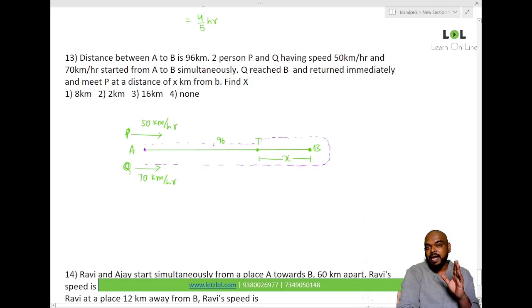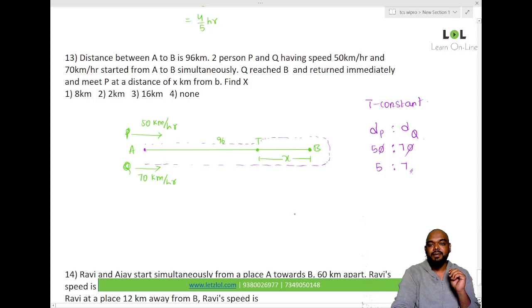Since both of them are traveling for the same time, their distance covered is directly proportional to the speed. Since the time is constant, their ratio of the distance traveled must be equal to the ratio of the speeds. So distance covered by P is to distance covered by Q is how much? That is their speed ratio, 50 is to 70, which is 5 is to 7.